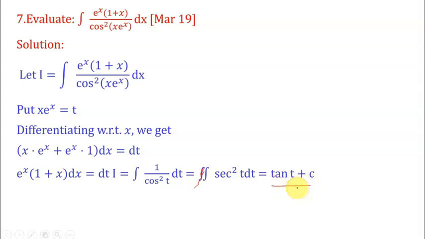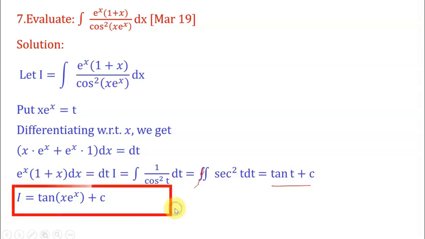Resubstitute the value of t here. The value of t is x into e raised to x. Therefore, I equals tan of (x into e raised to x) plus c. This is the answer.